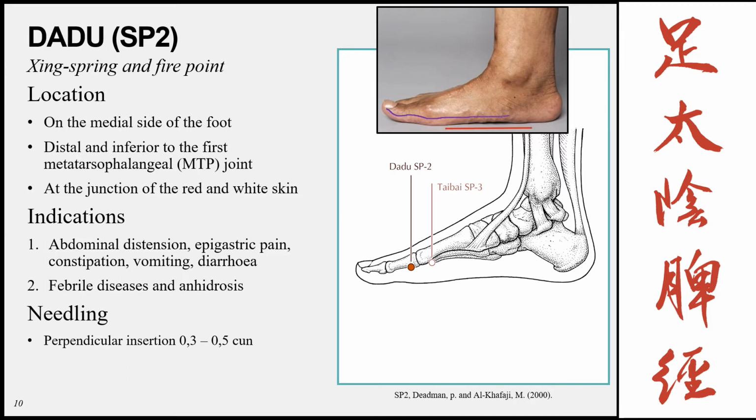The difference is that the skin below this has a slight red color to it, whereas above it, it's got more of the color of the person's skin, which in this case is a more brown color. So we're looking for this junction when we're locating this point. The indications for this point: it can be used for abdominal distension, epigastric pain, constipation, vomiting, and diarrhea. It can also be used for febrile diseases and anhidrosis. Our insertion is perpendicular, 0.3 to 0.5 cun.